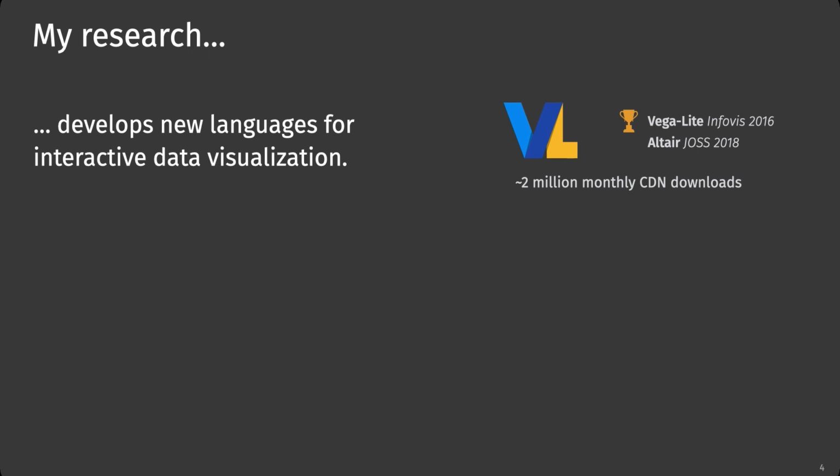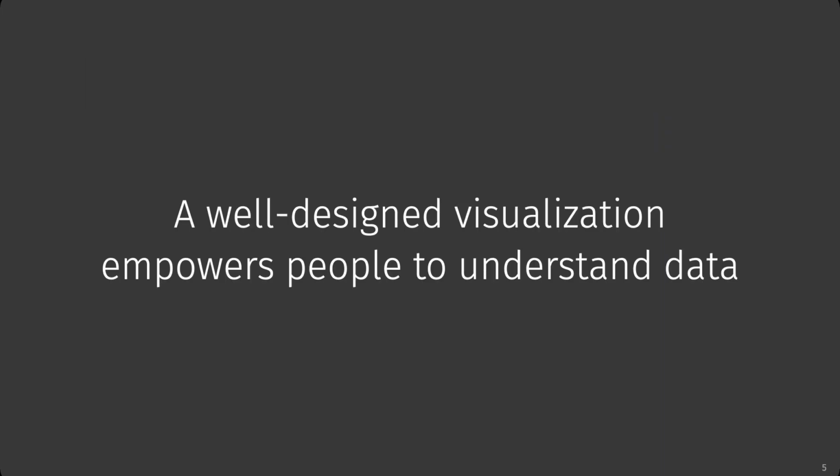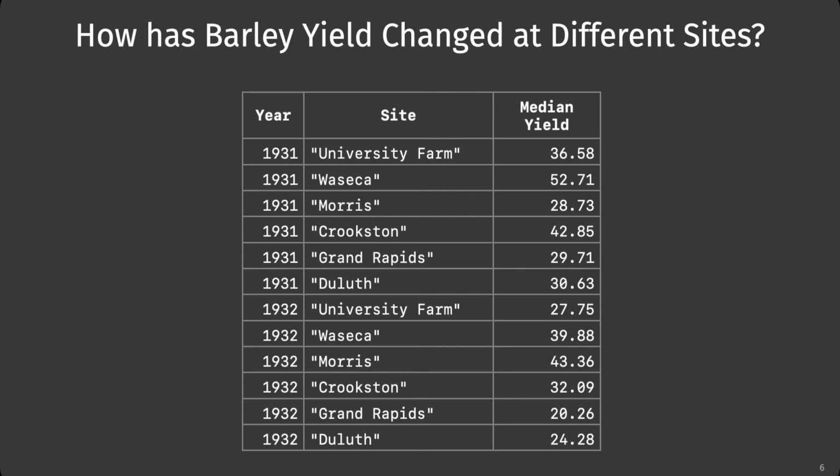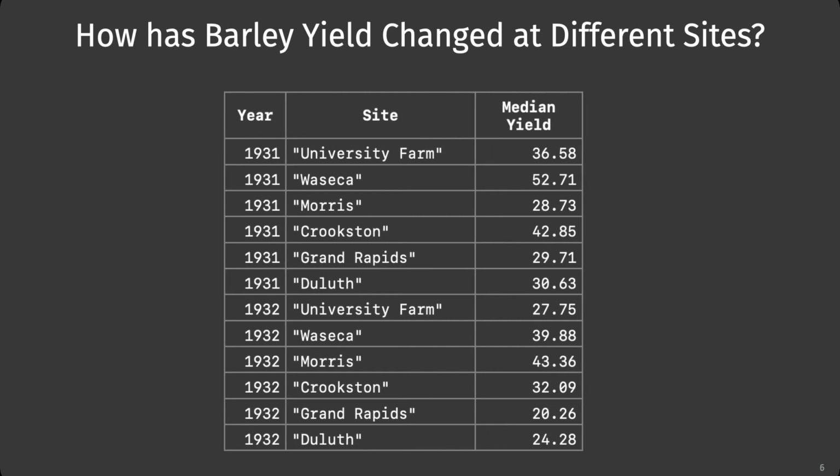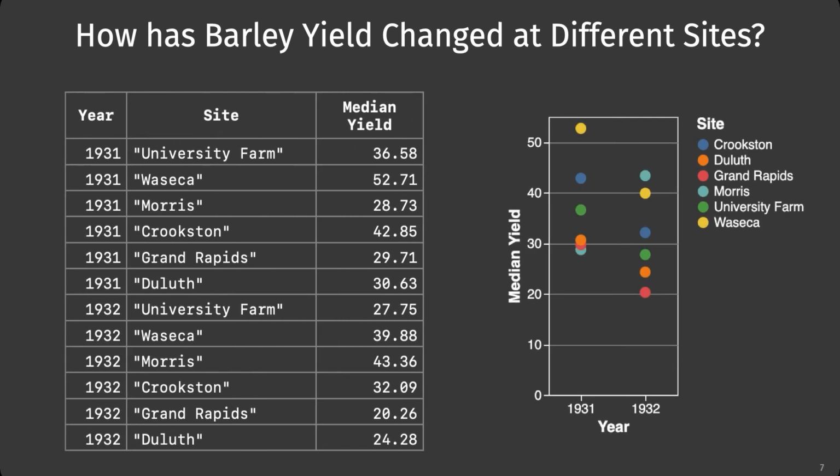But I don't just want to make tools that allow people to make visualizations, because only a well-designed visualization empowers people to understand data effectively. Here's an example. It's a dataset that shows barley yields for 2 different years. And I would argue it's really difficult to see what really is happening with this data and how, for these different sites, the yield is changing for different years. So what we can do is create a visualization, and now we can see that in most sites, the sites seem to have less yield in 1932 compared to 31.